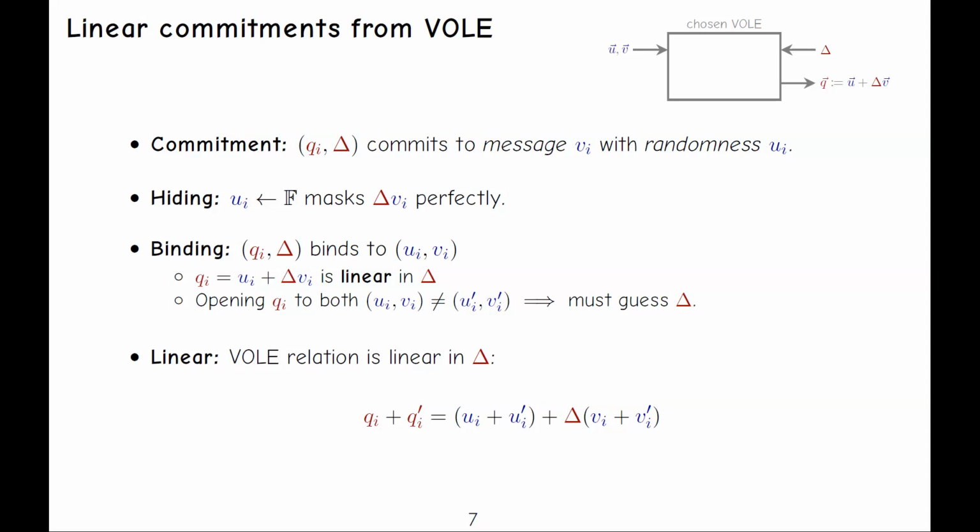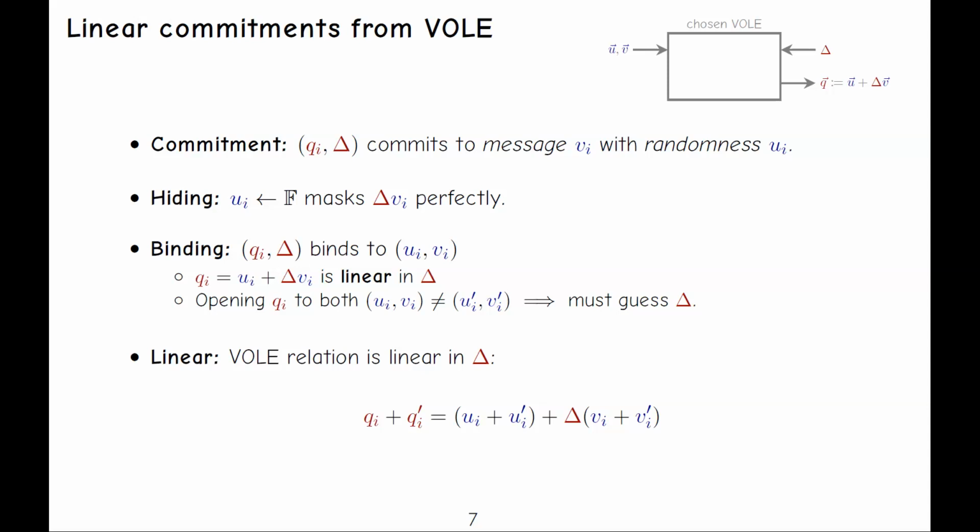This is binding because if you look at the VOLE equation, if you could open some q_i to two different values, then just by using the linearity of the equation, you will see that you must have guessed delta. And if the verifier uses a high entropy delta, then this should not happen. So finally, why are these commitments linear? Well, you can just sum two commitments together, and then you can see the equation was linear to begin with, so we do get our linear commitment schemes.